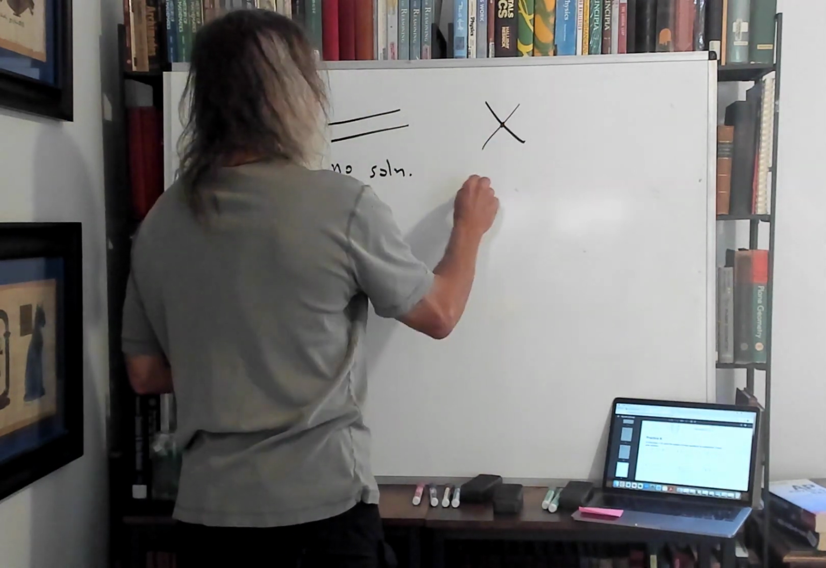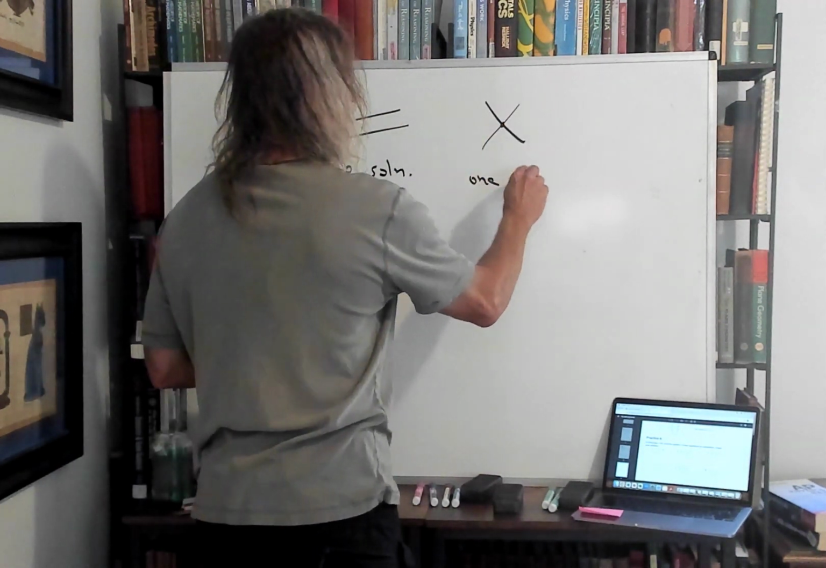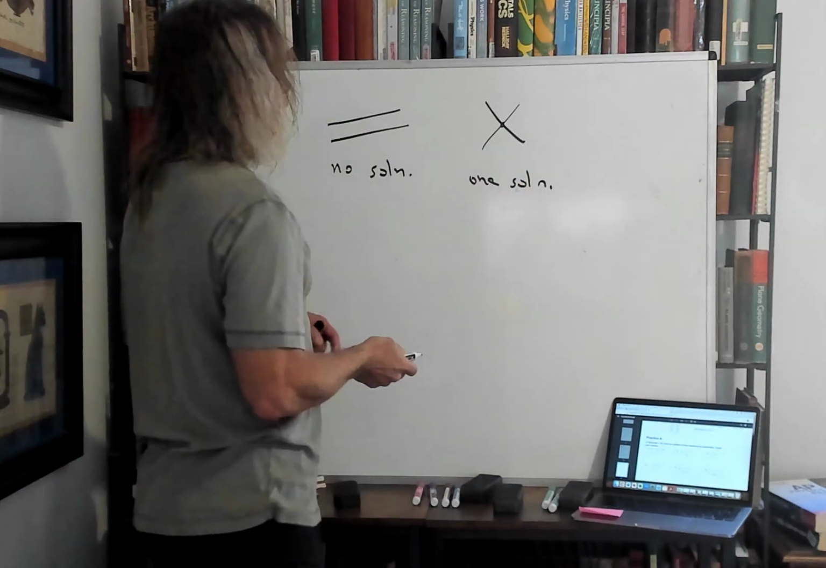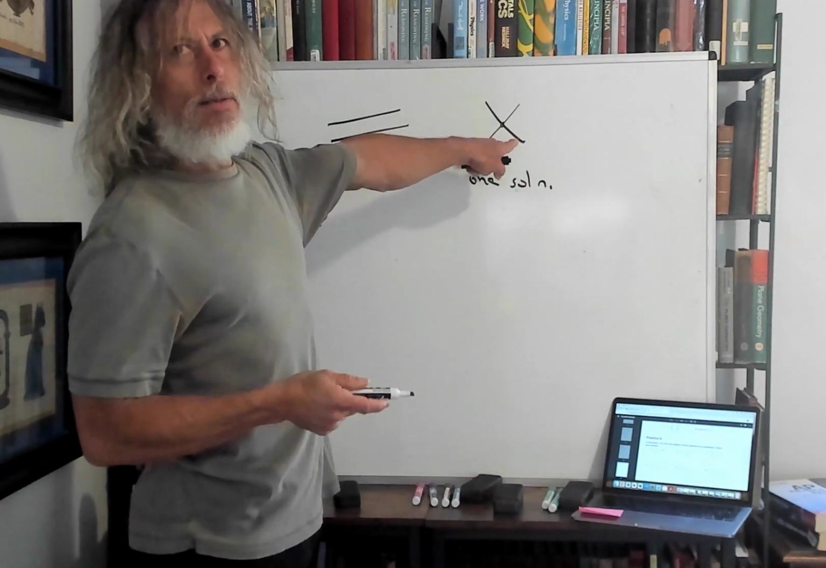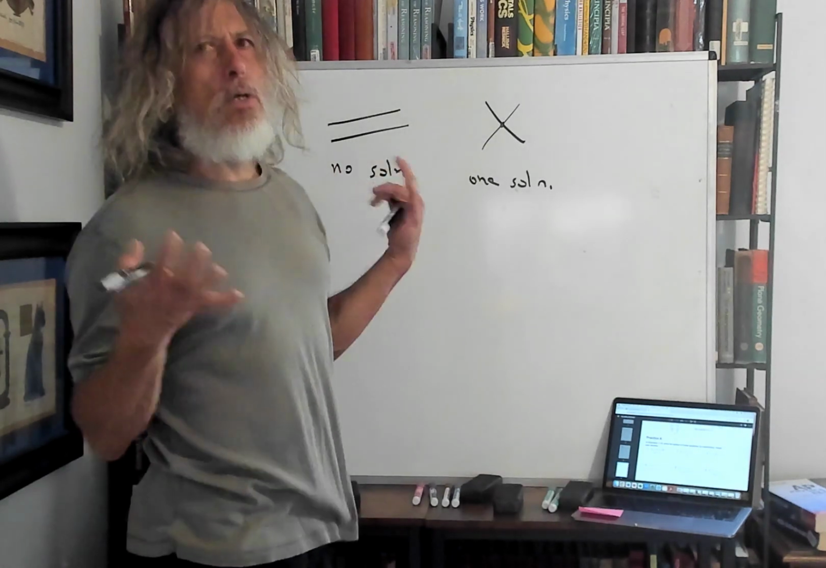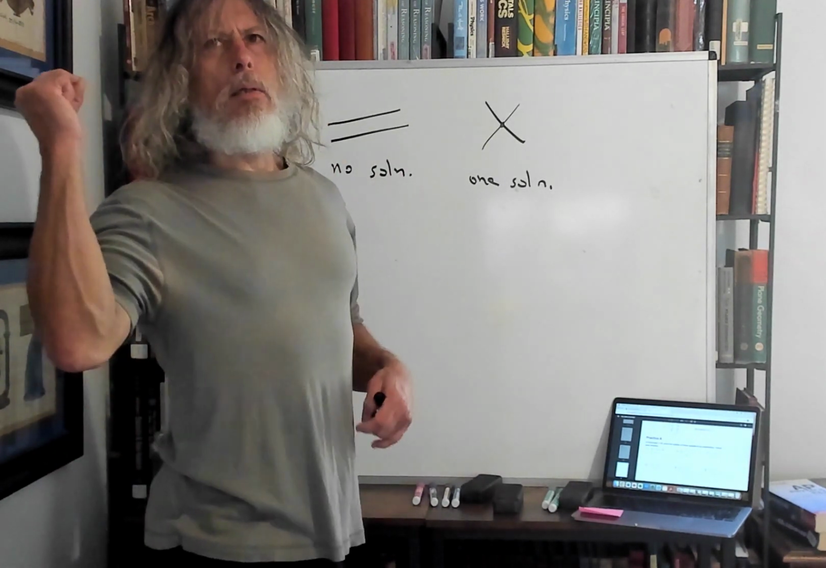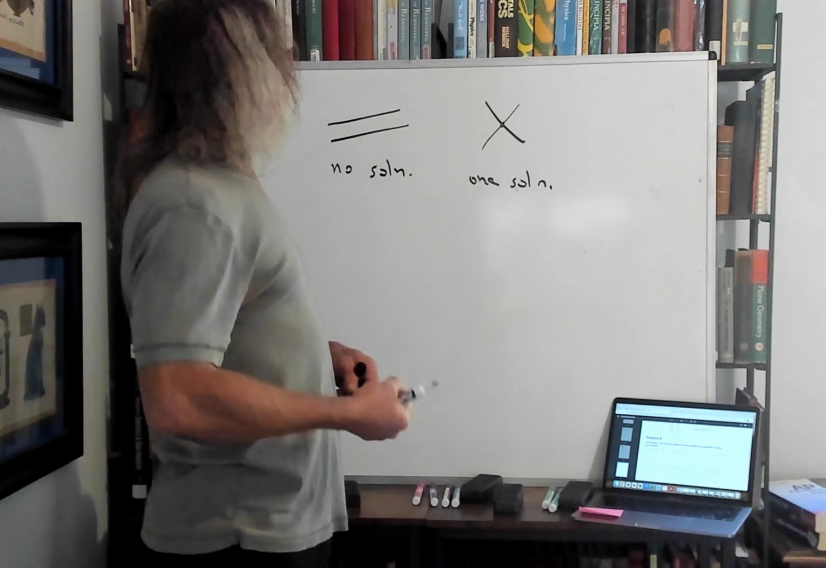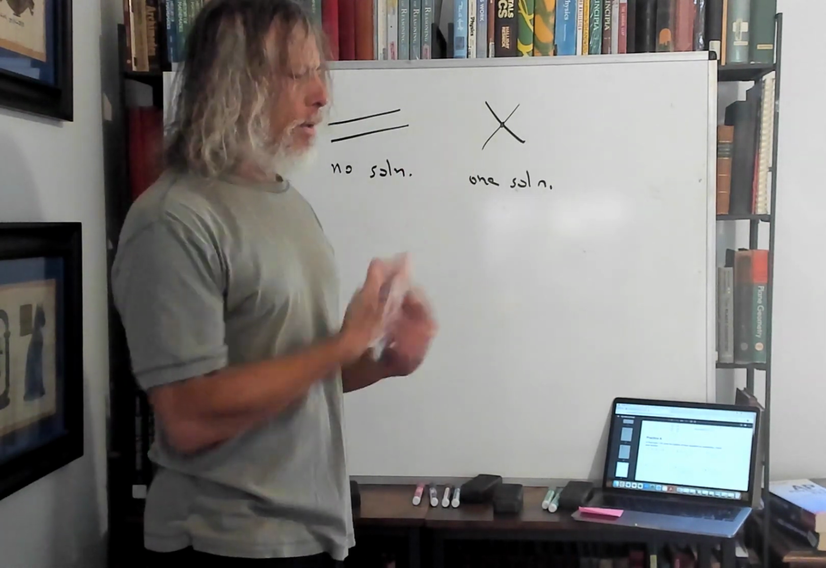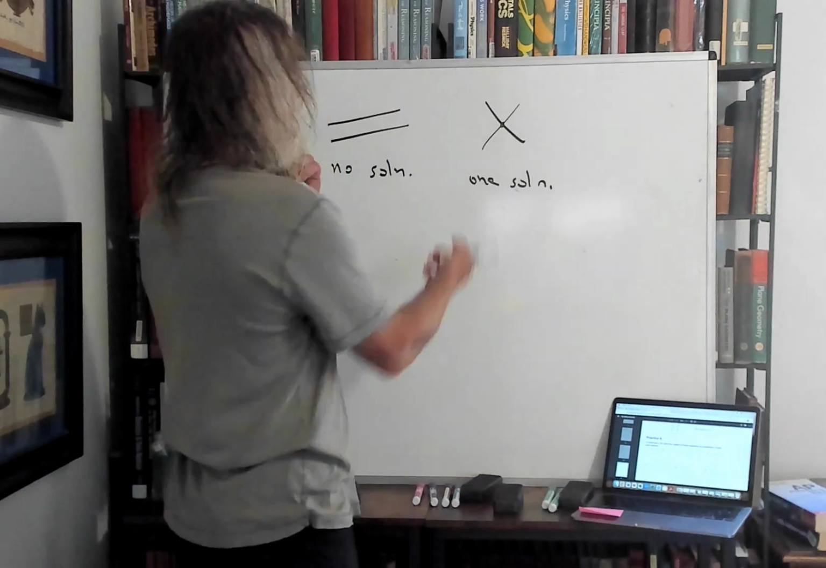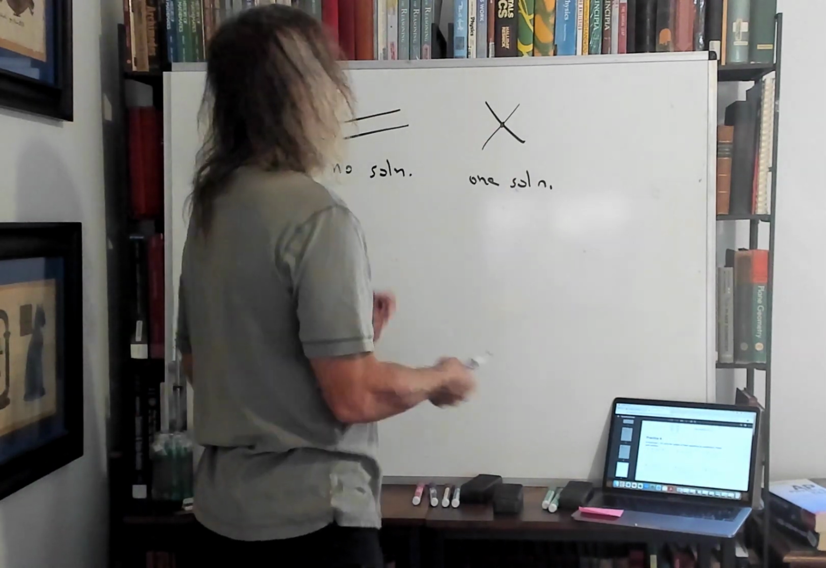Or here, there's one solution. The point they meet is what we're looking for. What do the two have in common? What's the one point that's in both graphs, or the one ordered pair that's in both equations? What's the similarity they have?